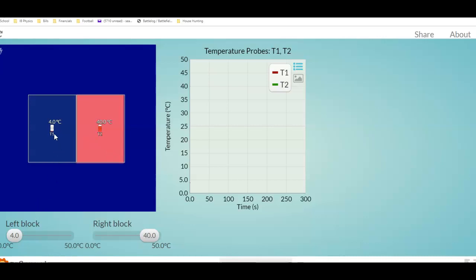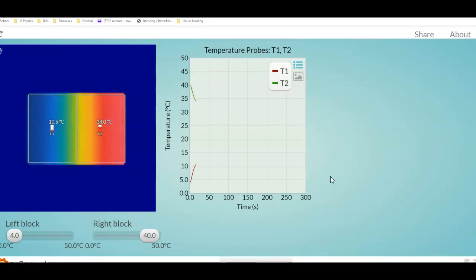So we've got two objects. The object on the left is at 4 degrees Celsius, and the object on the right is at 40 degrees Celsius, so much hotter. And when I hit play, what we're going to see is the heat is going to transfer from right to left, and eventually, after a long enough time, they're going to reach thermal equilibrium. So here we go. Okay, you can see the spread of heat visually.